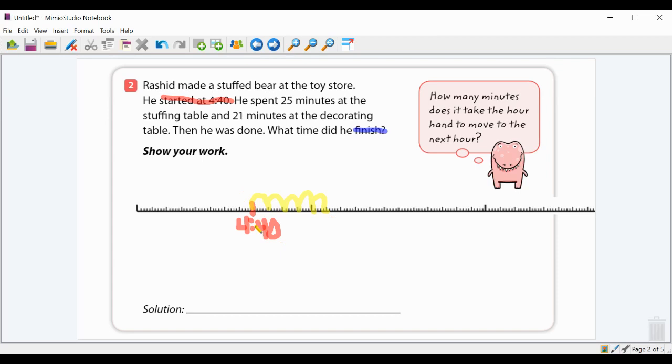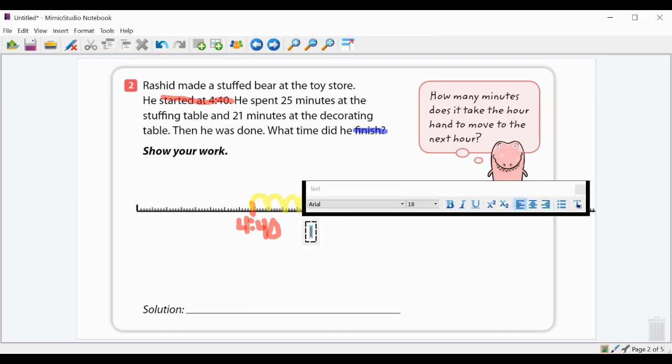All right, let's figure out what time that will be. Well, here's 4:40, so then 4:45, 4:50, 4:55, 4:60. Well, that doesn't make sense. 4:60 isn't a time. So if we get to the 60 minutes, that's going to be our next hour. So right there is 5 o'clock.